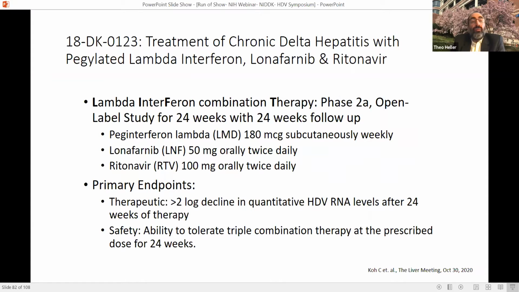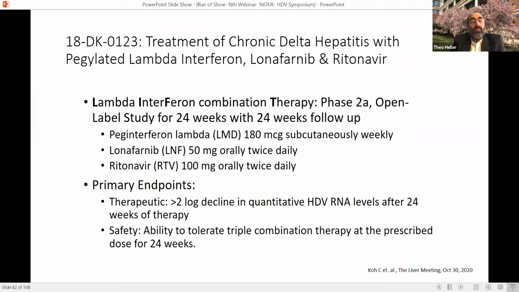This led to a study called 18-DK-0123, which was treatment of chronic delta hepatitis with pegylated lambda interferon. This was a combination of 2 novel therapies, lonafarnib and ritonavir. Ritonavir is used in HIV to increase protease inhibitor levels, so there's a fairly vast experience in using this drug in this setting.